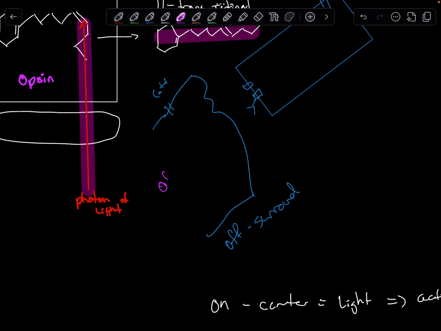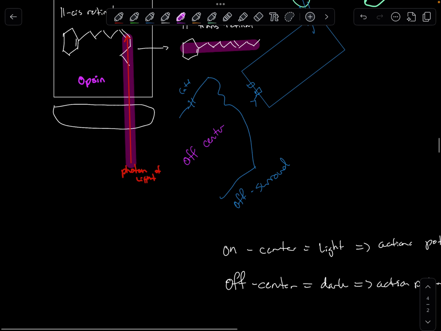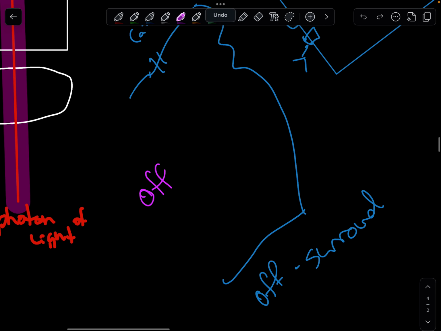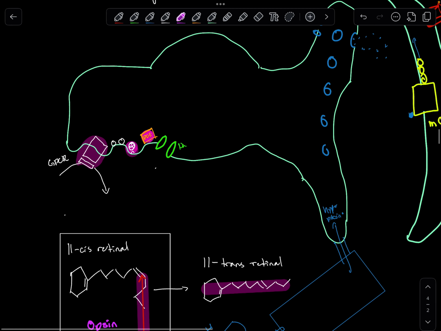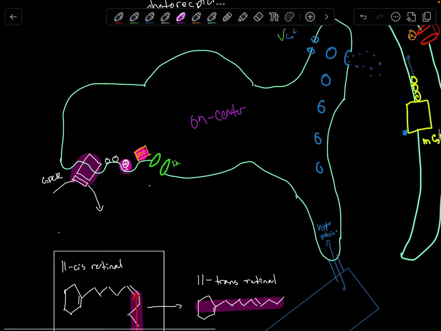Now, if this was an off-center, well, maybe just say off-surround. I'll say that. This is an on-center. Right, the on-center, as we remember before, it's going to react to conformational change. This guy's going to come in, react with that. It's going to deactivate this guy, means this guy stays closed, so no action potential occurs.